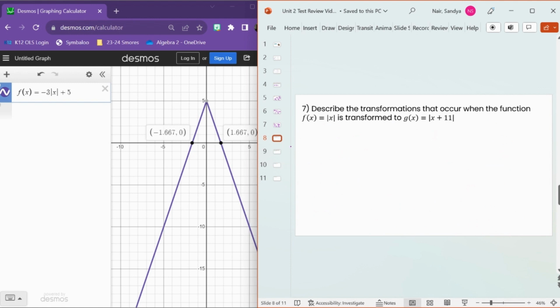Okay, so now here we have a transformations question. It says describe the transformations that occur when the function f of x equals the absolute value of x is transformed to g of x equals the absolute value of x plus 11. So remember, we're going to look at the change, right? So what is that plus 11 going to do to my function?